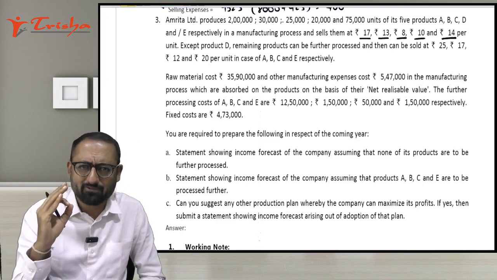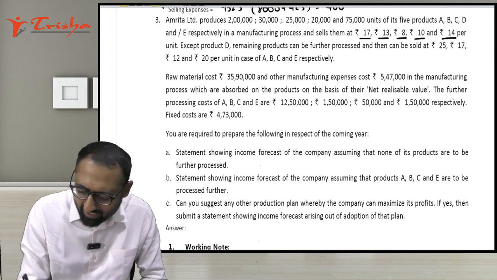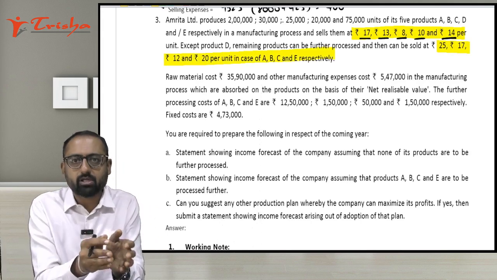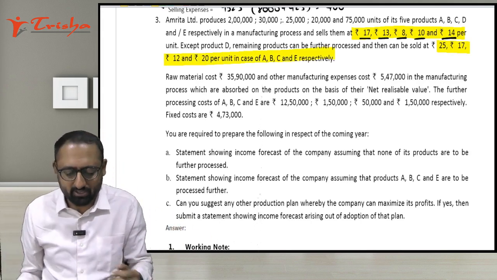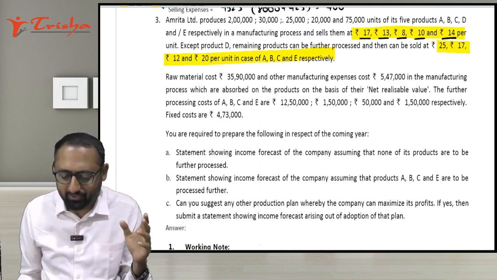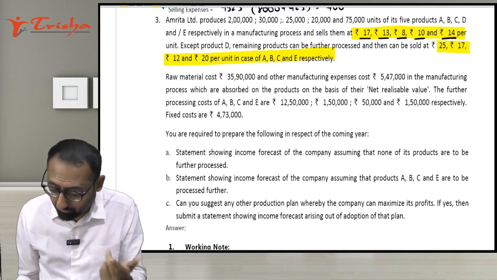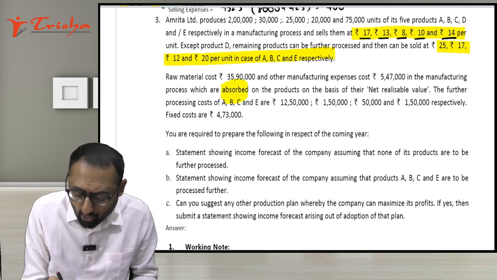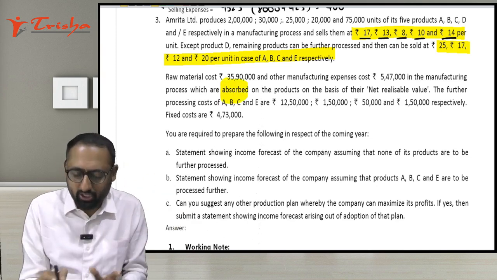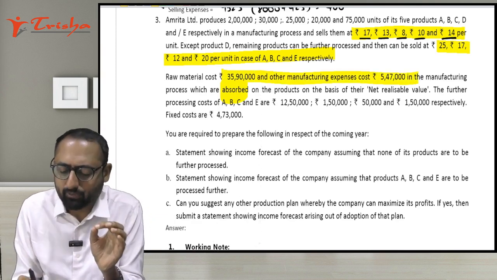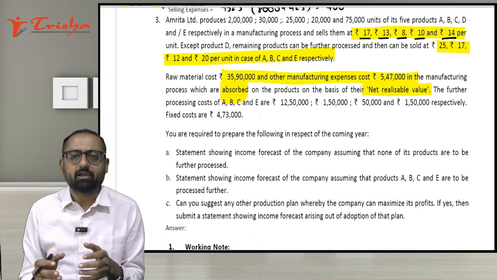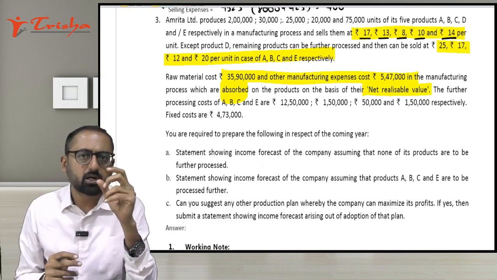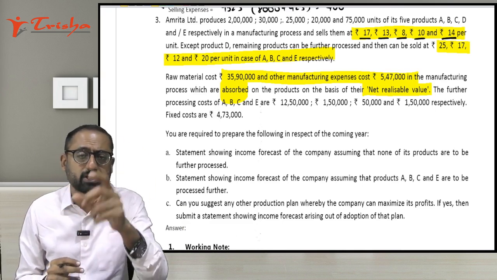So boys and girls, two sales prices are given. The first sales price is the sales value at split off, and the second one is the final sales value. Except product B, all other products can be further processed. Raw material cost is 35,90,000. Other manufacturing expenses are 5,47,000 in a manufacturing process, which are absorbed. So these are the two joint costs, which are absorbed on the basis of NRV, net realizable value. How to calculate that net realizable value? We have seen: final sales value minus further processing cost minus selling and distribution expenses. It will be your NRV.